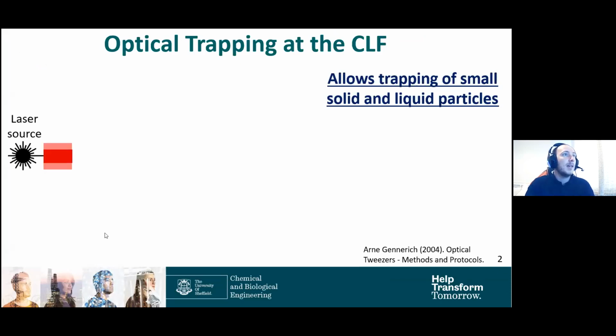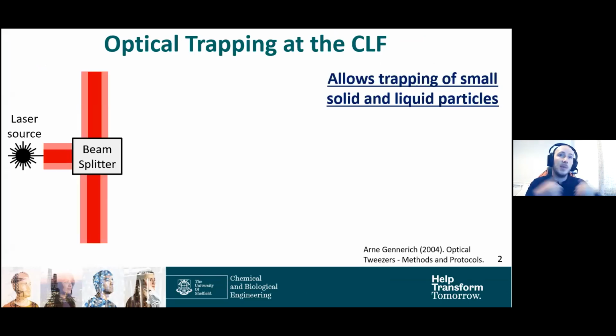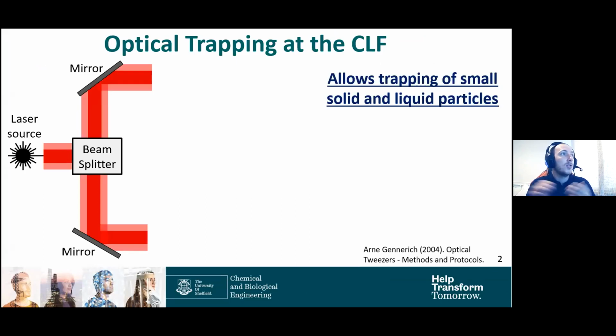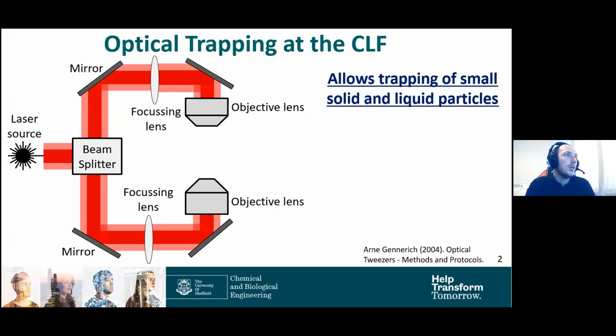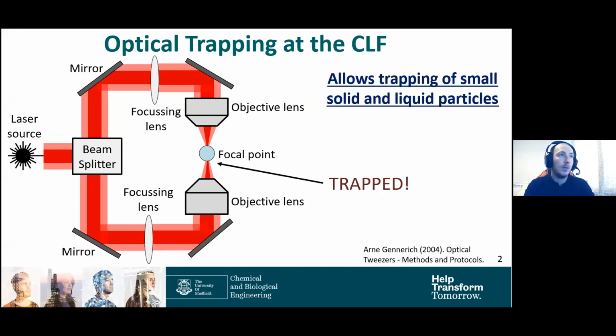It works by getting your laser light source to get a laser beam, and then you split the beam into two, and you can control the direction of the beam with a series of mirrors, and then you can control the focus and intensity of the beam using focusing lenses. Eventually, you'll shoot the beam into objective lenses, which then focus it down to a focal point. And with this final focal point, that allows you to trap the solid and liquid particles.